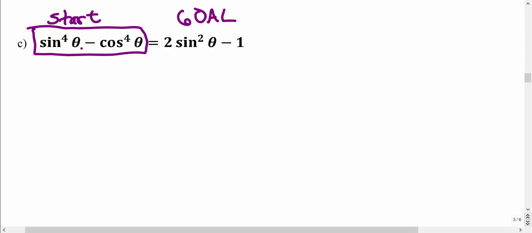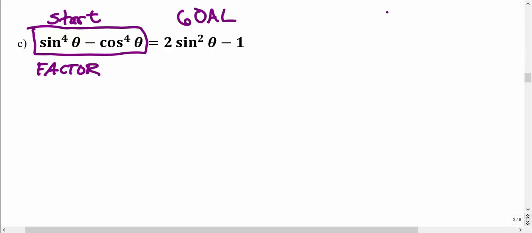Now I have sine to the 4th and cosine to the 4th, and on the right-hand side I only have sine raised to the power of 2. So let's start thinking about how I'm going to get rid of these powers of 4. And one way that we can start to break things down to reduce those exponents would be to factor sine to the 4th minus cosine to the 4th.